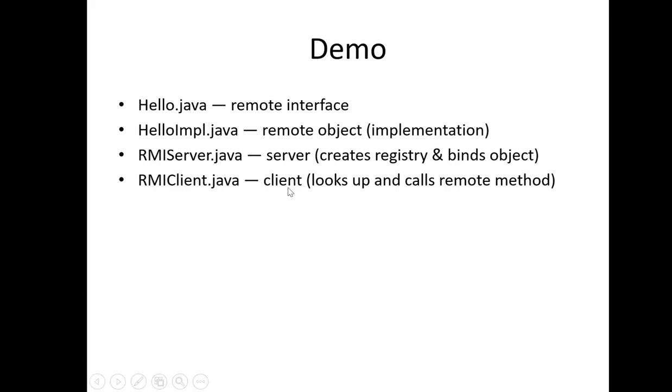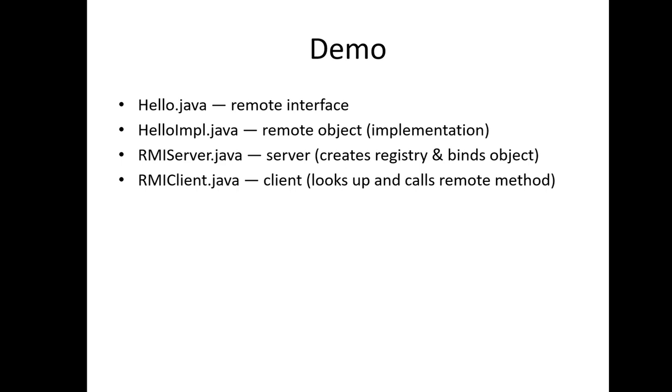In our RMI application, we'll have 4 Java files in order to demonstrate it. Each one plays a small role in the system. Let's see each of them. First, Hello.java, which defines what tasks the remote assistant can do. Whatever the remote assistant can do is mentioned inside this interface. The second file is the remote object implementation, which is the actual assistant who performs the task.